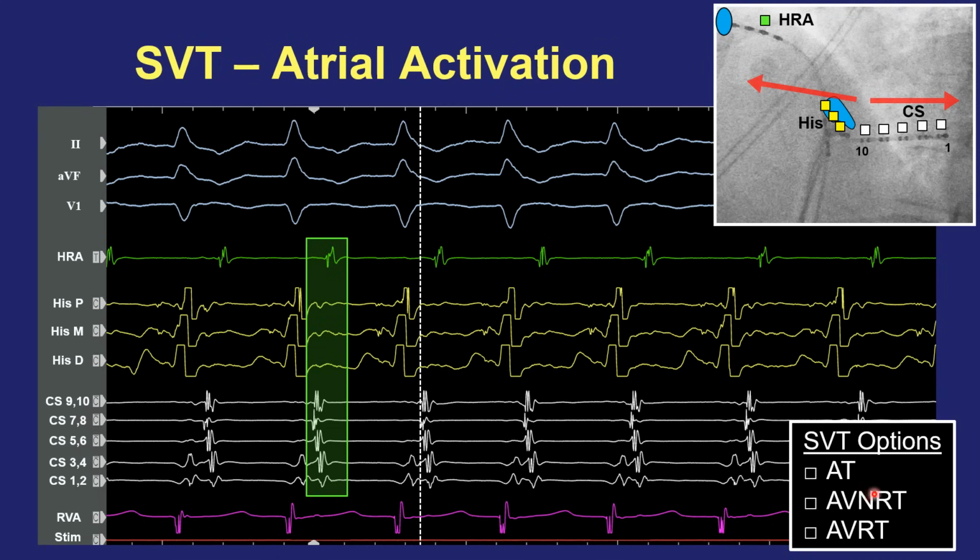Could this be AV node reentry with this activation sequence? Yes, it could. The earliest atrial activation is near anatomically where the AV node is located. Could this be AV-RT from this atrial activation? Yes, it could. You could have a septal accessory pathway or something just barely off the septum. So unfortunately, we can't cross anything off the list simply from the atrial activation sequence in this example, and we have to think of other ways to distinguish one mechanism from another.